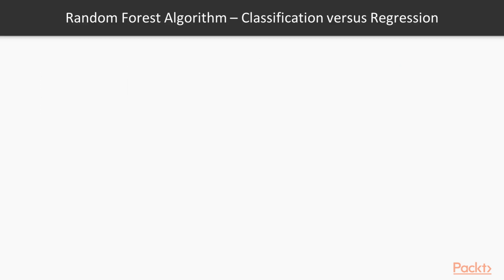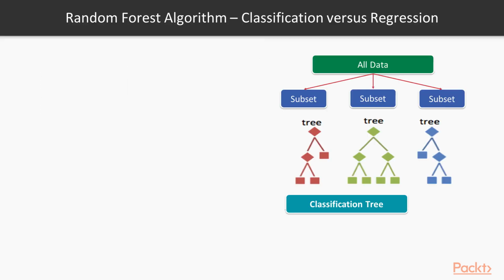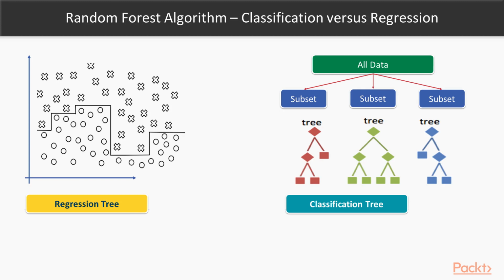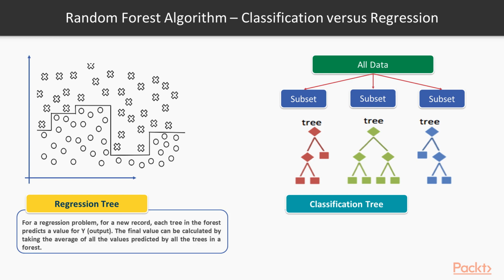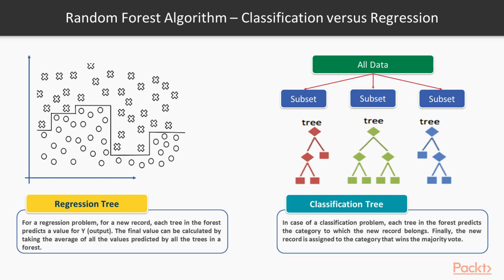Now, random forest algorithm can be used for both classification and regression. Random forest algorithm is quite effective in either of these cases. In a regression problem, the prediction for the test instances is made by taking the mean of the predictions made by all the trees. And for a classification problem, the results from all the trees are captured, and finally the new record is assigned to the category with majority voting, or the mode.